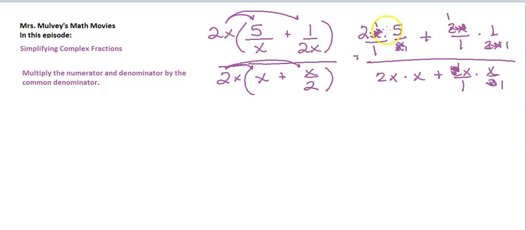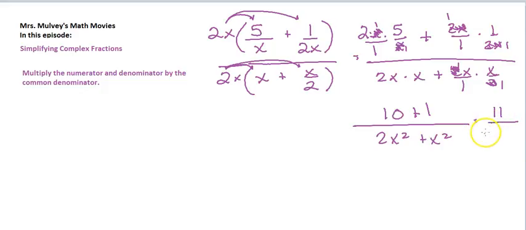And now I simplify. I'm left up here with 2 times 1 times 5, that's 10, plus 1 times 1, that's 1, my numerator. Down here I have 2 times x, that's 2x squared. And then I have x times x, that's another x squared. And so when I simplify this, I've got 11 in the numerator. 2x squared plus another one gets me 3x squared in the denominator.